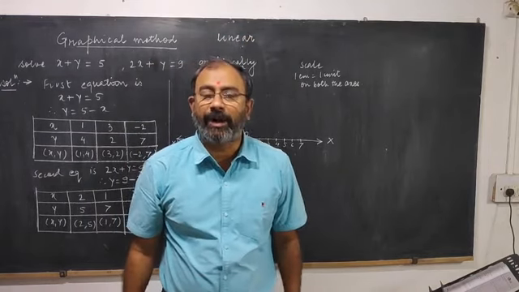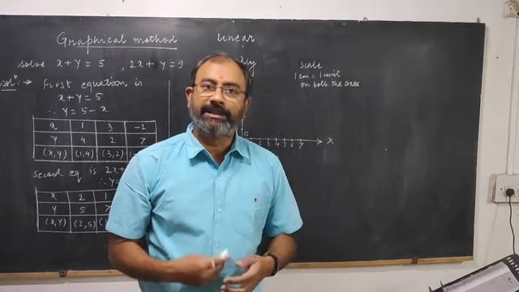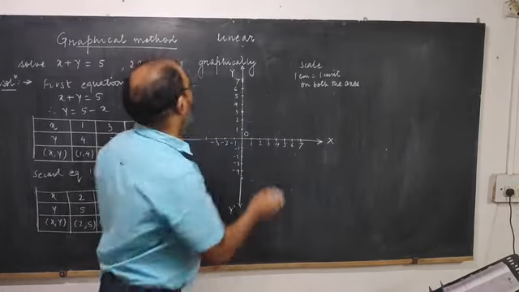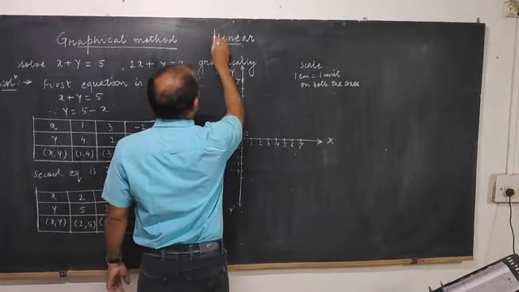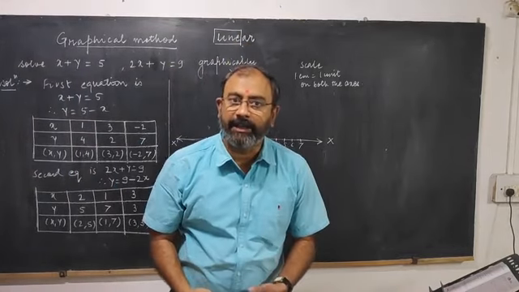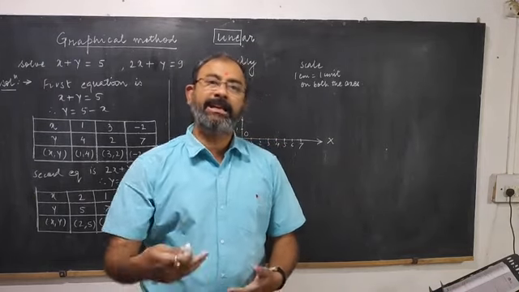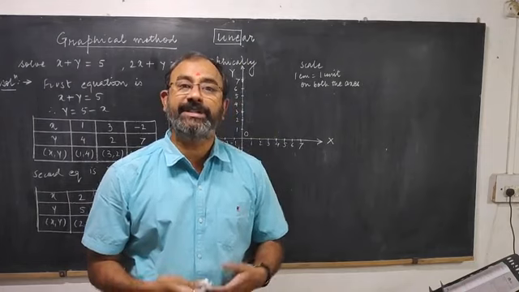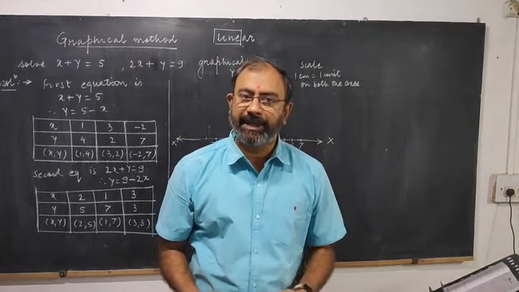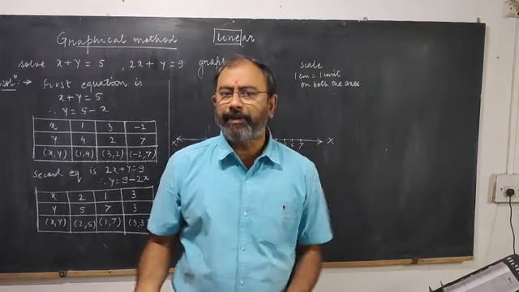These equations are called linear equations because when you draw the graph of linear equations in two variables, you get a line. Since geometrically the graph gives you a line, they are called linear equations. You have studied in the 9th standard how to draw the graph of a given equation, so I am just repeating the procedure.